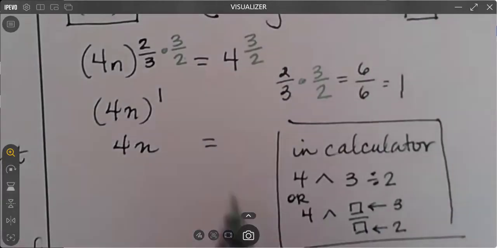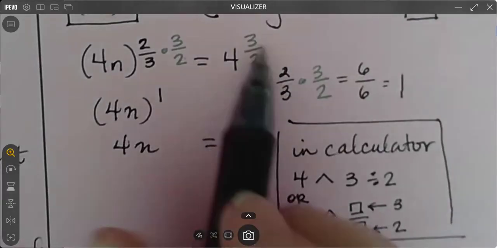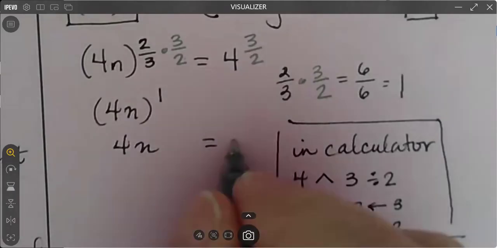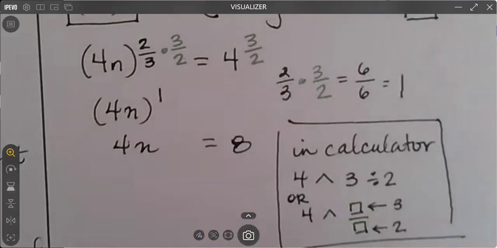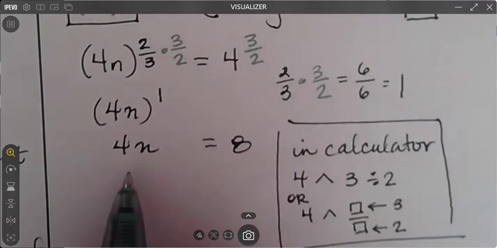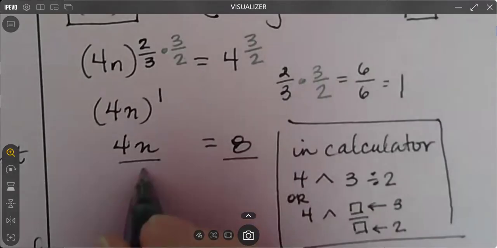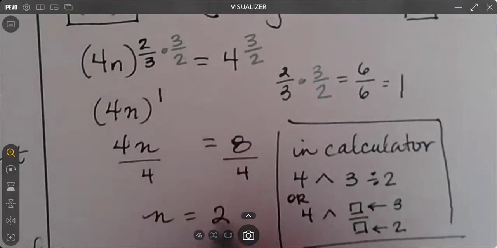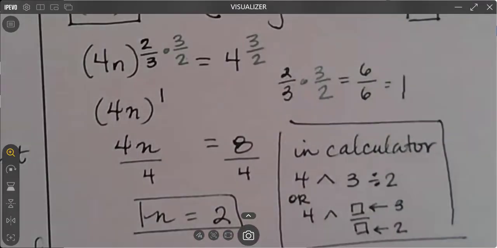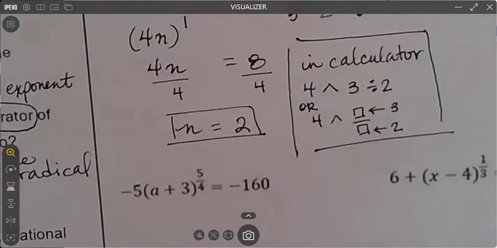So when you calculate 4 to the 3 over 2 power, you get 8. And to solve for n, I would then divide each side of the equation by 4. And I get n equals 2. The last step when you have equations is to check your answer.